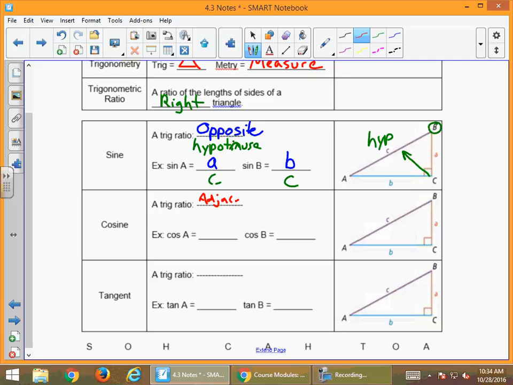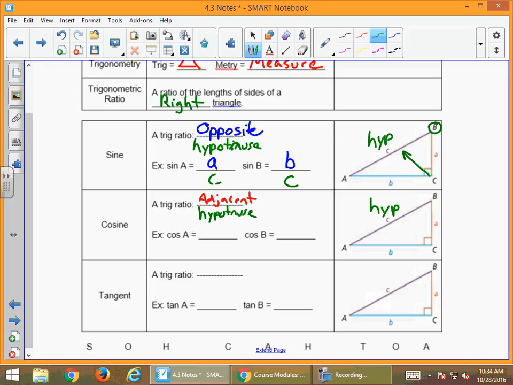A-D-J. Adjacent over, again, the same thing, hypotenuse. Adjacent over hypotenuse. Well, the nice thing is hypotenuse never changes. It's always going to be across the right angle, so it's always there.